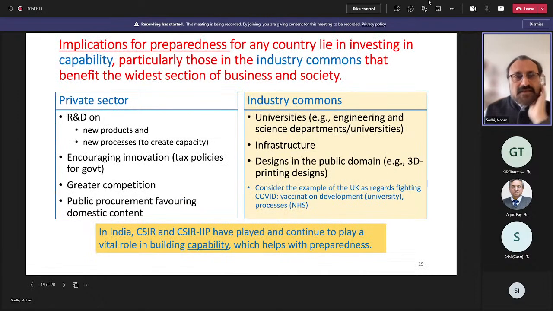So the implications for preparedness are that any country, and it doesn't matter whether rich country, poor country, Asian country, European country, they need to invest in these industry commons. If you look at how the UK handled the pandemic, of course, there was the very sad loss of lots of lives, but mostly in the 80+ age group. But the development of vaccines, the deployment of healthcare, everything came from either universities or the public sector.